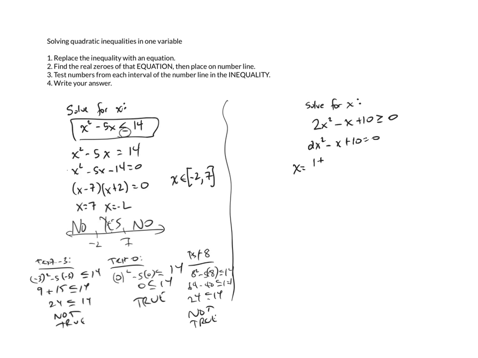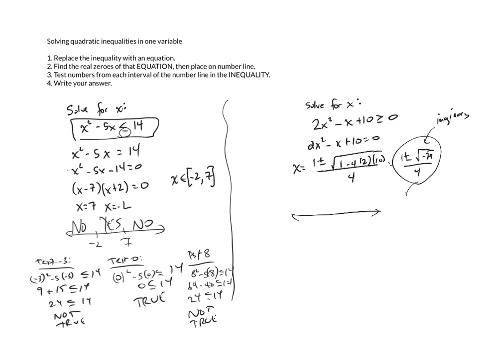x equals negative b plus or minus the square root of b squared. So negative 1 squared would be 1 minus 4 times 2 times 10 all over 2a, which would be 4. So let's see, that would be 1 plus or minus the square root of 1 minus 80, which is negative 79, over 4. Okay, so right here, you can see that we're going to get something that is imaginary, and normally that's okay. But when we're doing these number lines, the number lines that we draw are real number lines. There's no place to put these imaginary numbers on that number line.